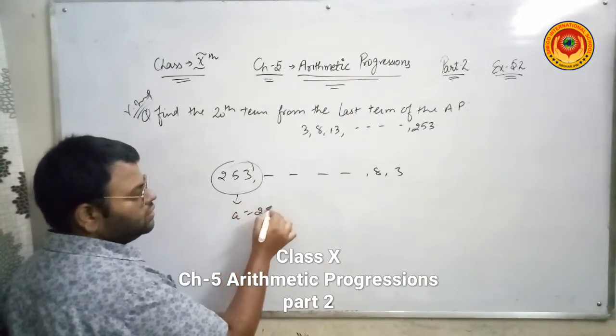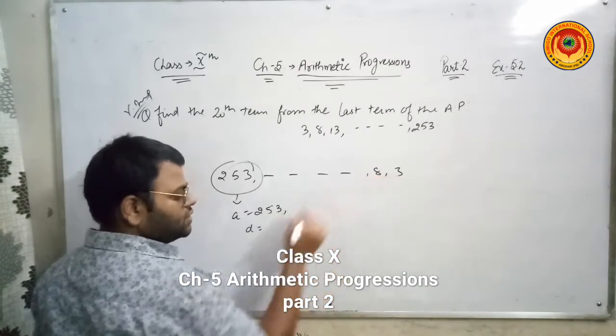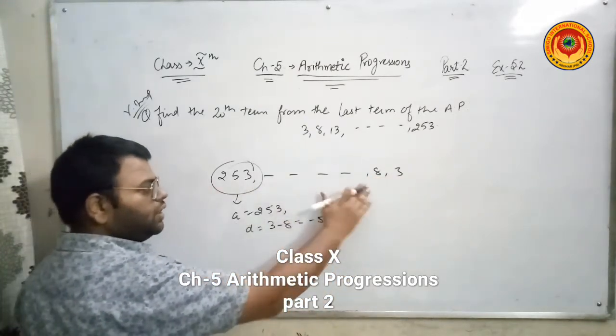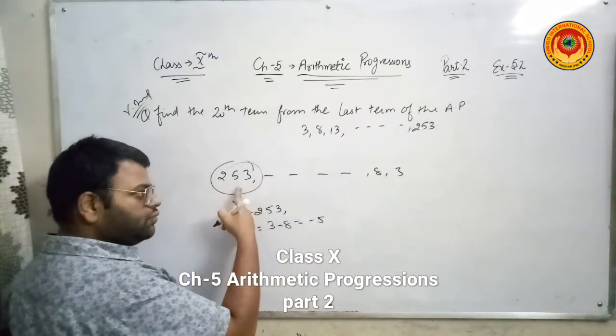This one. Your A is 253. And what is your common difference? Next term minus previous term. That means 3 minus 8, that is minus 5. Now the sequence is from here. This is your first term, that is the second one, and this is the last term. Question is 20th term from the last.